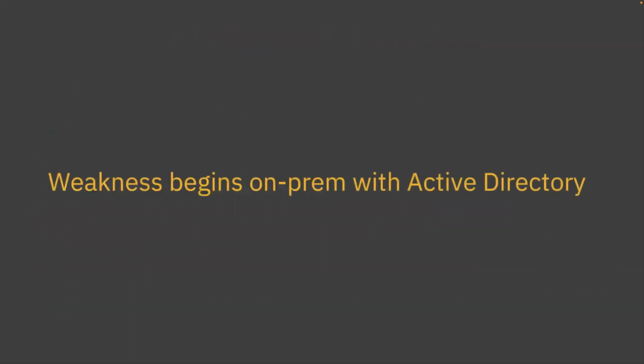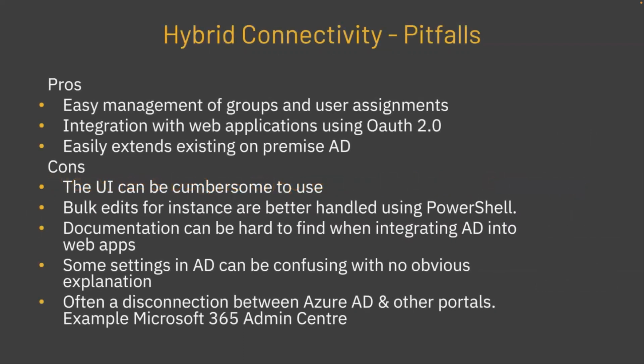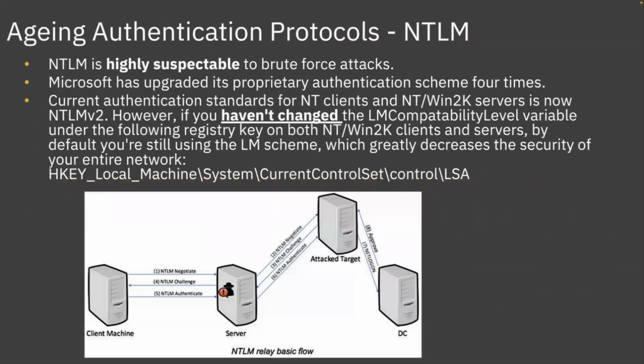So weakness begins on premises with Active Directory. So what are some of the things that we can do to improve? So, as I said, aging authentication protocols. NTLM, the NT LAN Manager protocol, is an old protocol from Windows NT. Again, it's been upgraded over the years. But if you haven't changed the LM compatibility level in the registry, then you're still using the old version. So you need to change this, otherwise you're vulnerable.